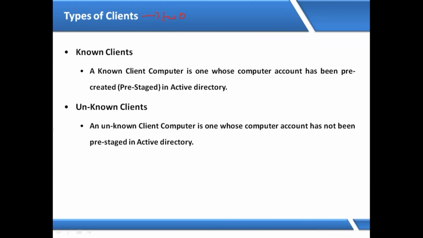So now, does WDS support known clients or unknown clients, or both? Three options are there. Known client means a computer whose entry is created in the Active Directory. A computer whose entry is not created in the Active Directory is called unknown client. So WDS will support installing the OS in known clients only, or unknown clients only, or both of them. Which one is the correct?